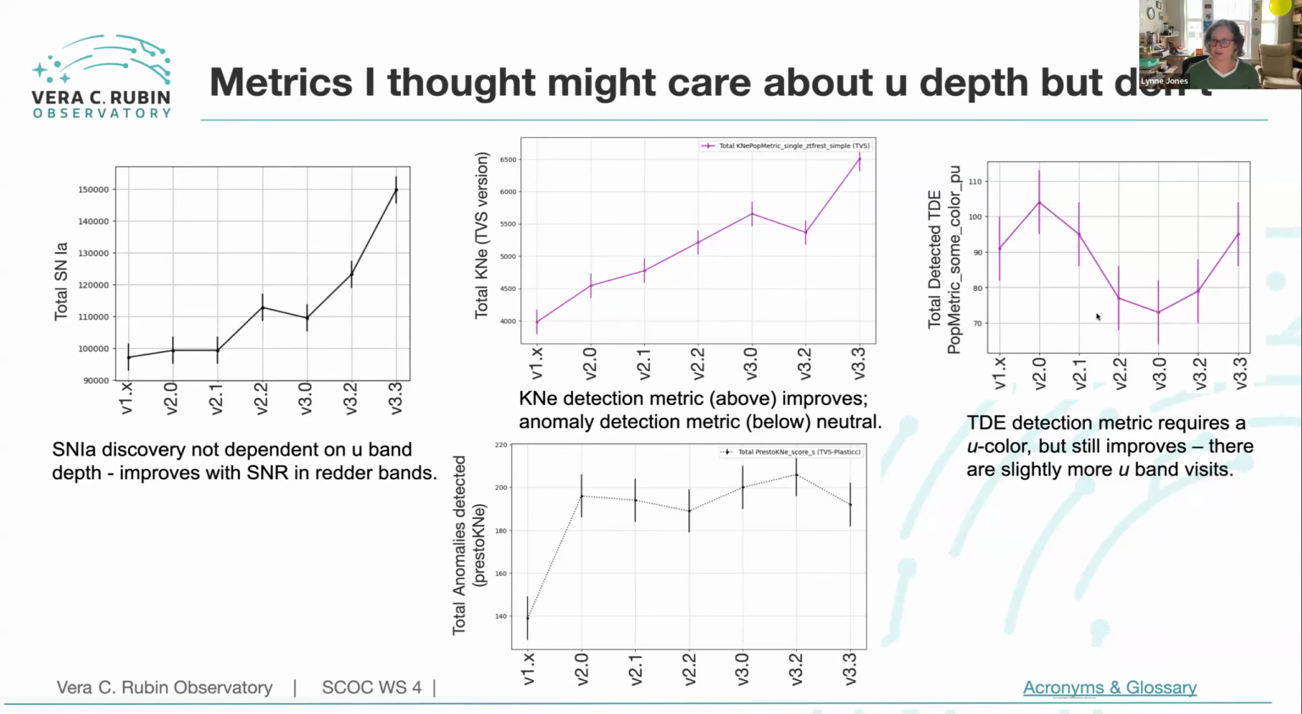And then one that I really thought would care about the U-band individual image depth was the total number of detected TDEs, tidal disruption events. And oops, sorry. I thought this one might in particular, because it requires a U-band color. So it requires a color as well as a U-band visit. But we had slightly more U-band visits. And so that, together with the increased depth in the other bands, is probably what's driving this increase here. So these were all metrics that I thought would maybe care about the U-band depth, but didn't.